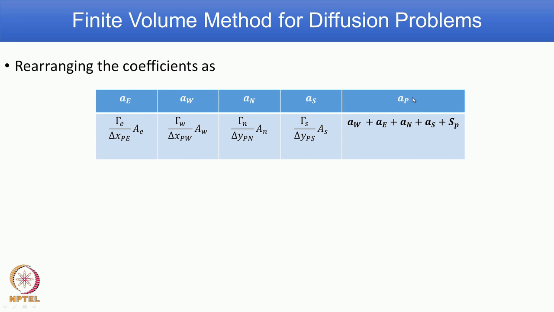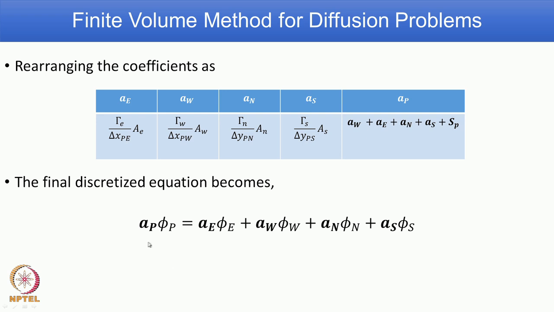The node of interest coefficient A_P has contribution from neighboring nodes, that is why it is written here as A_W plus A_E plus A_N plus A_S plus source term. So, the final discretized equation becomes A_P phi_P equal to A_E phi_E plus A_W phi_W plus A_N phi_N plus A_S phi_S.